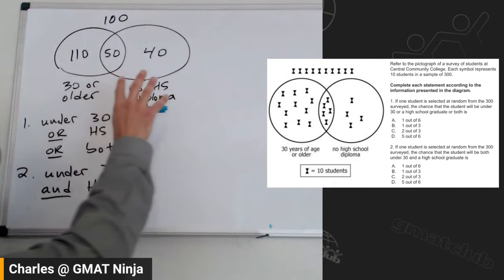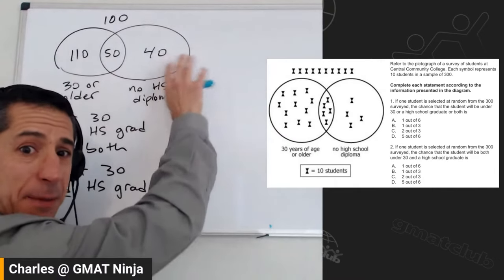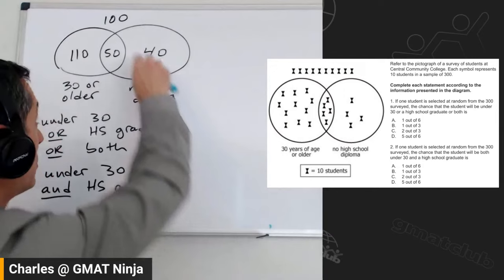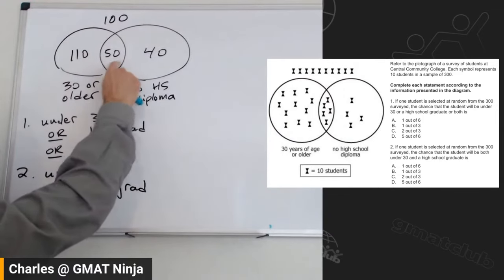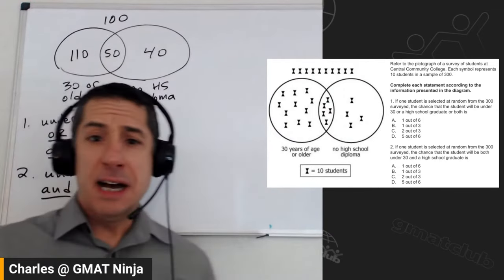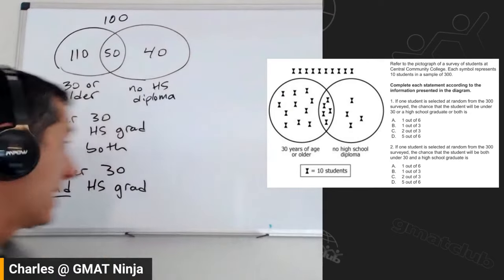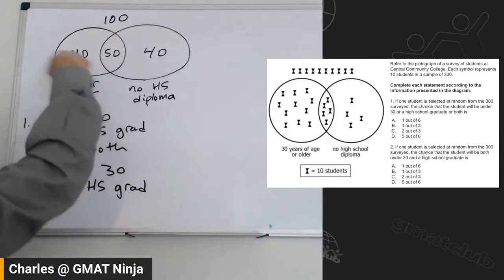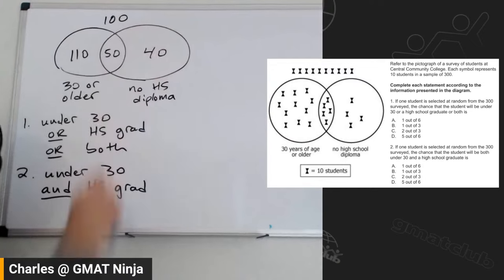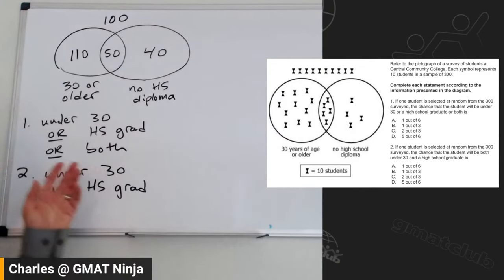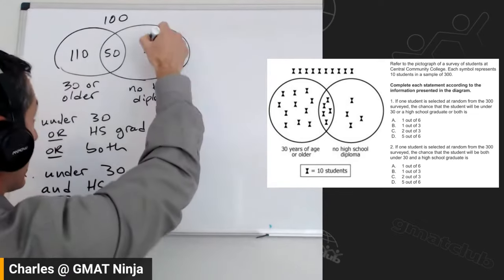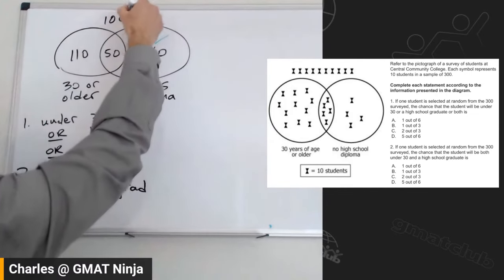All right. So what I did on the board here is I just added up the numbers. Every little symbol is 10 students. So you've got 10 of those symbols here, 11 here, 5 here, 4 here. Adds up to 300. That makes perfect sense. This circle is the people that are 30 or older, this one the people with no high school diploma. The first question is asking us, if a student is selected at random, what's the probability that they're under 30? So who are the under 30 people? These guys are under 30 here because they're outside of this.